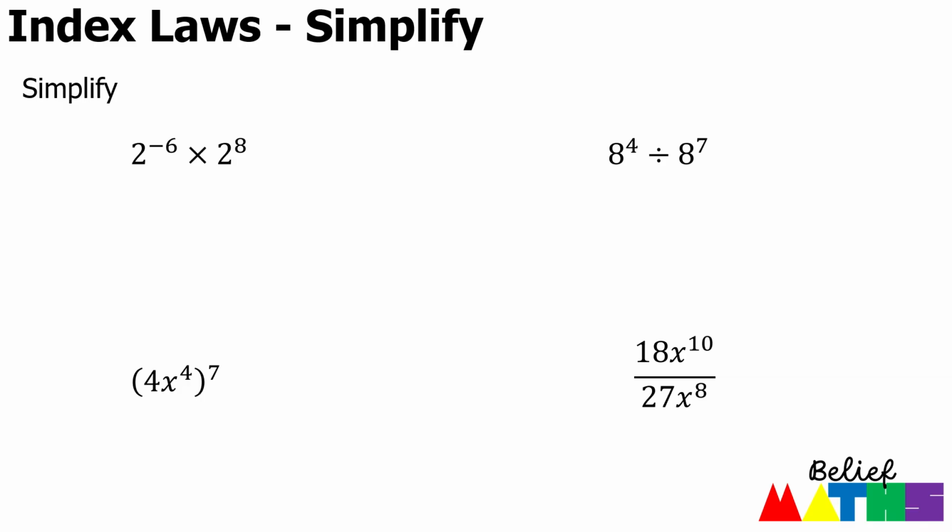When we talk about simplify, we mean write it as a single power of 2 and keep your indices. So in this case, we're just subtracting the powers, so we end up with 2 to the power of 2. Remember, we don't multiply the 2's.